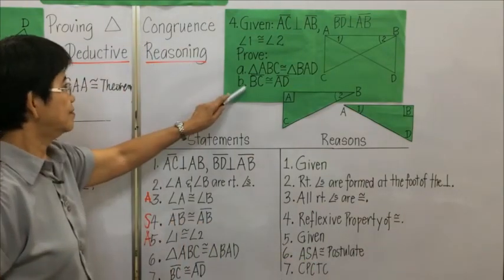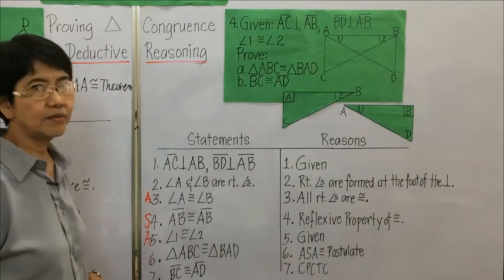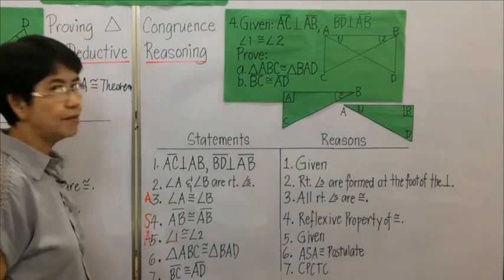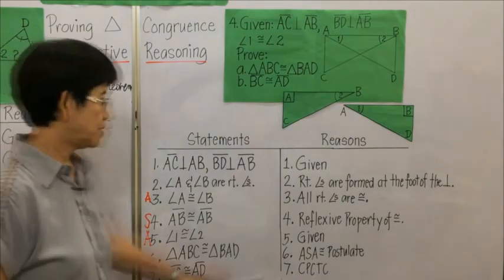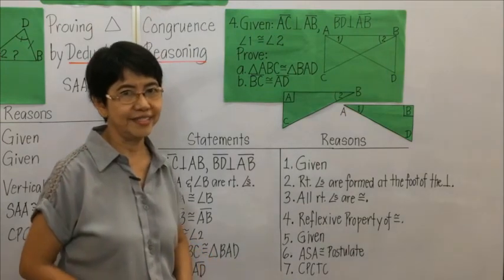And for the second part, BC is congruent to AD because they are corresponding parts of congruent triangles, and therefore they are congruent.